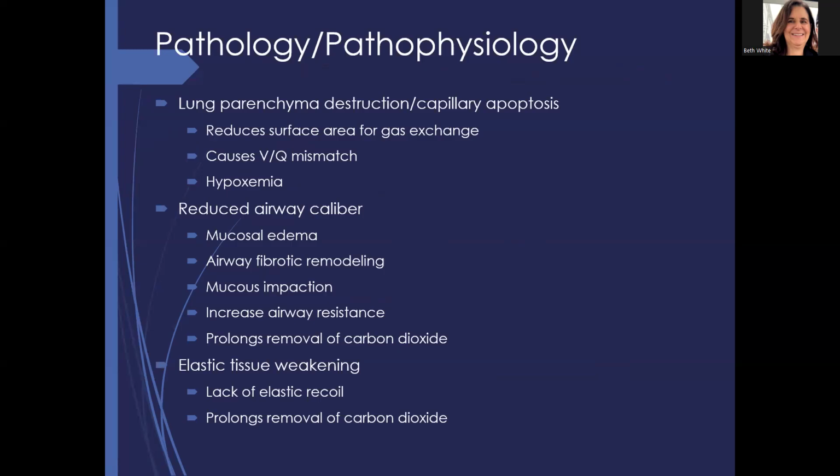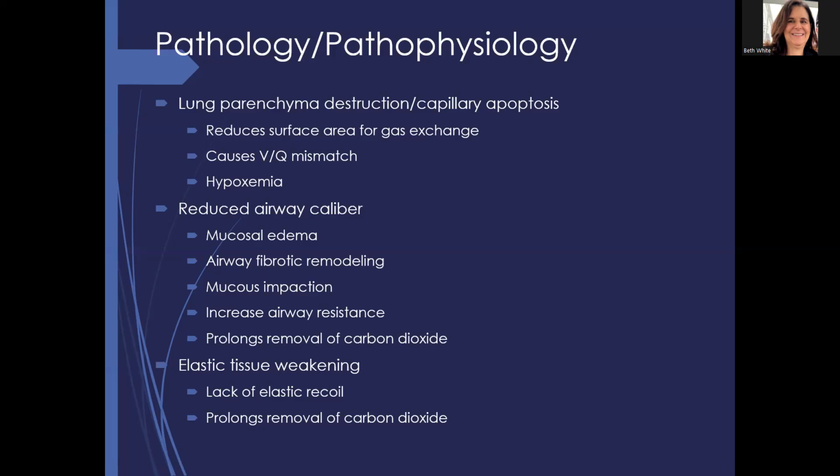Okay, the lung parenchyma destruction and capillary apoptosis. This just means that there is reduced surface area for gas exchange. So the capillary does not have a smooth surface for gas exchange. It causes a VQ mismatch, a ventilation to perfusion mismatch. Okay, we have a shunt. We have the perfusion. We do not have a smooth alveoli for ventilation, and this leads to hypoxemia.